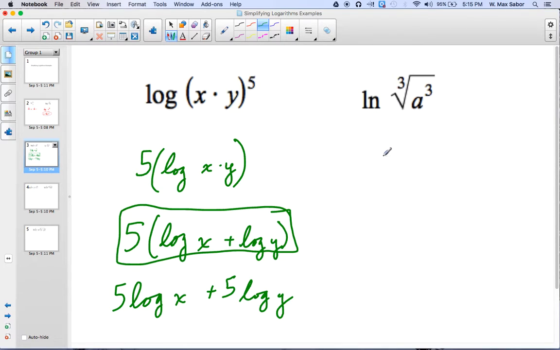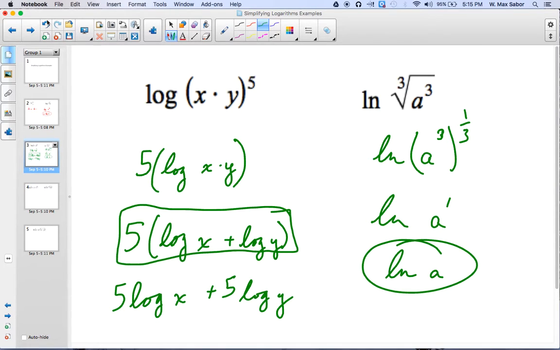Here, this is the same thing as saying a to the 3rd raised to the 1/3, which by our exponent rules is just a to the 1st, so this is just the natural log of a.